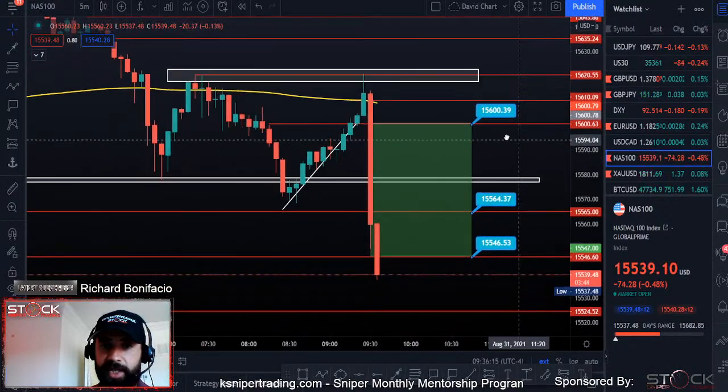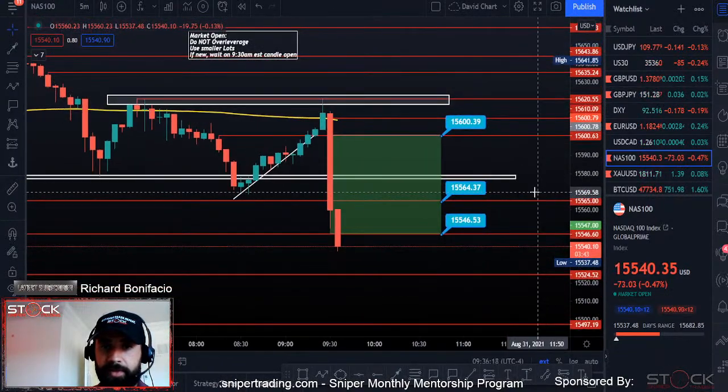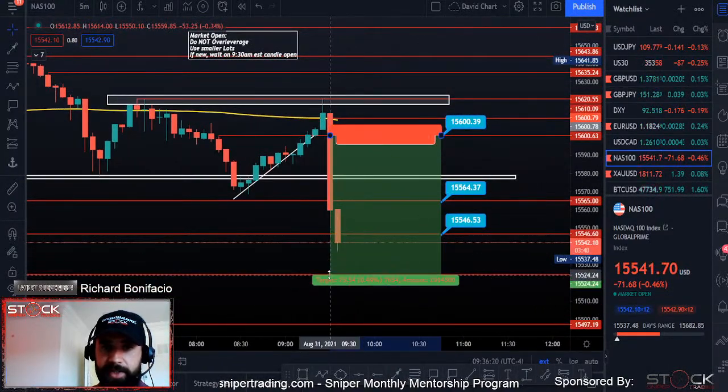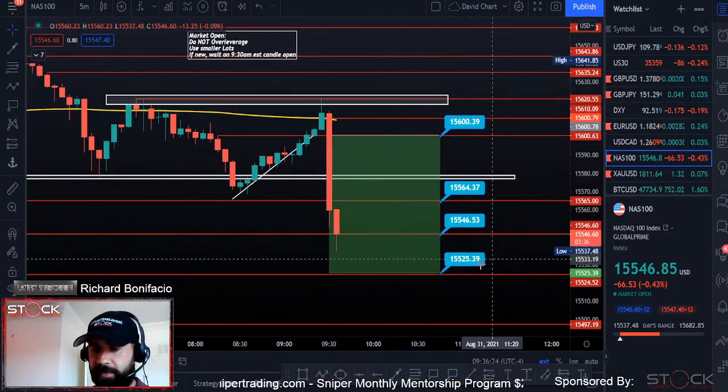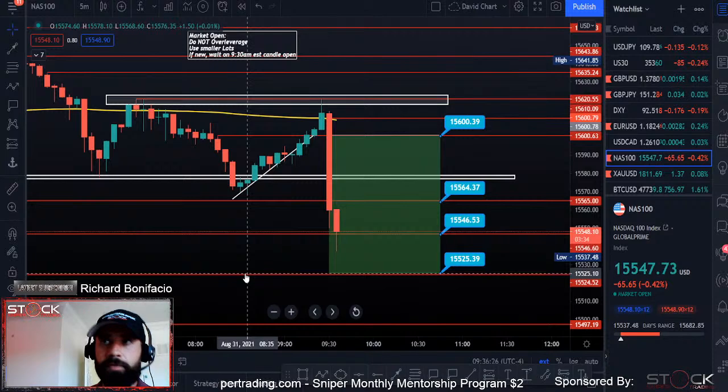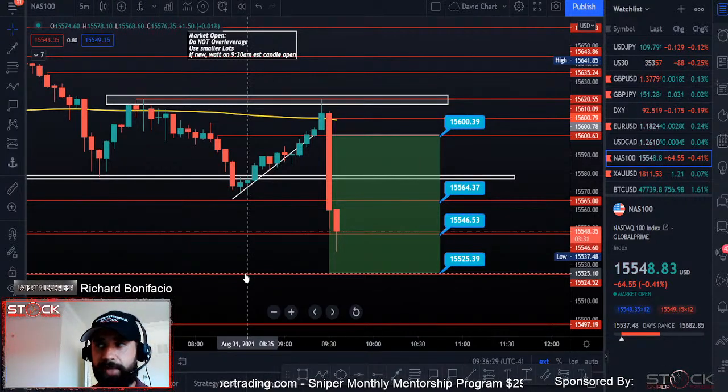Nasdaq is still the play of the day. Same with gold, all right? Nasdaq can come down and touch this higher time frame support, which would be 15,525. And guys, these are already done for me through a top-down analysis, okay? So it's not like I'm just making this up, okay?